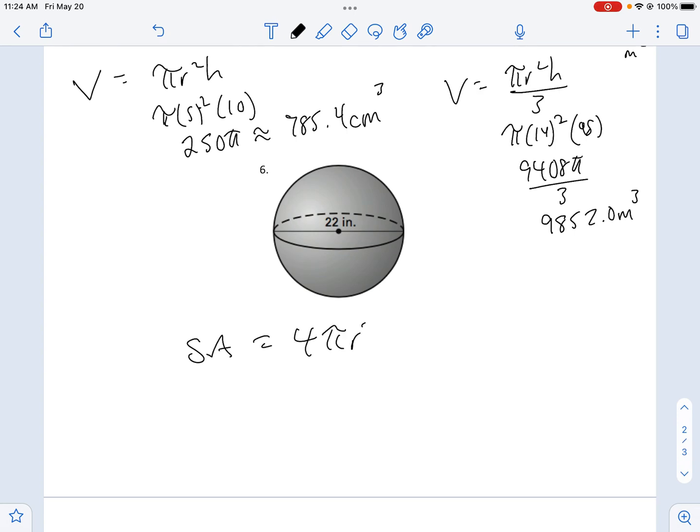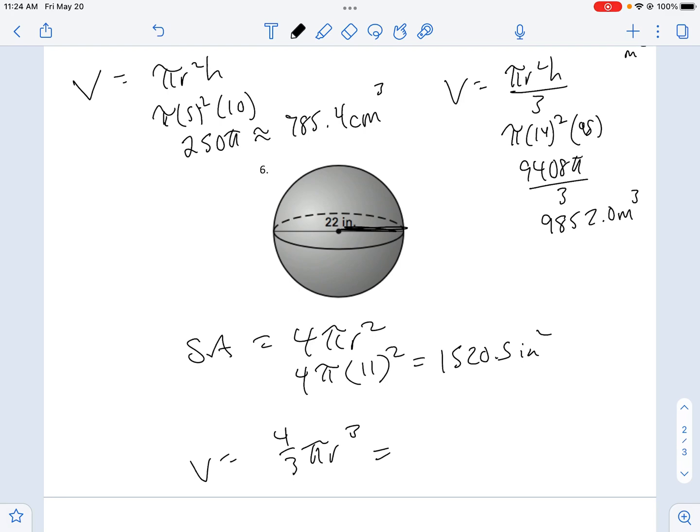Surface area is 4 pi r squared. Volume is 4/3 pi r cubed. Plug in what you know. Again, radius is 11. So we go ahead and do that. We get 1520.5 inches squared. And this is 4/3 pi times 11 cubed. 5575.3 inches cubed. Okay, so that's surface area and volume.